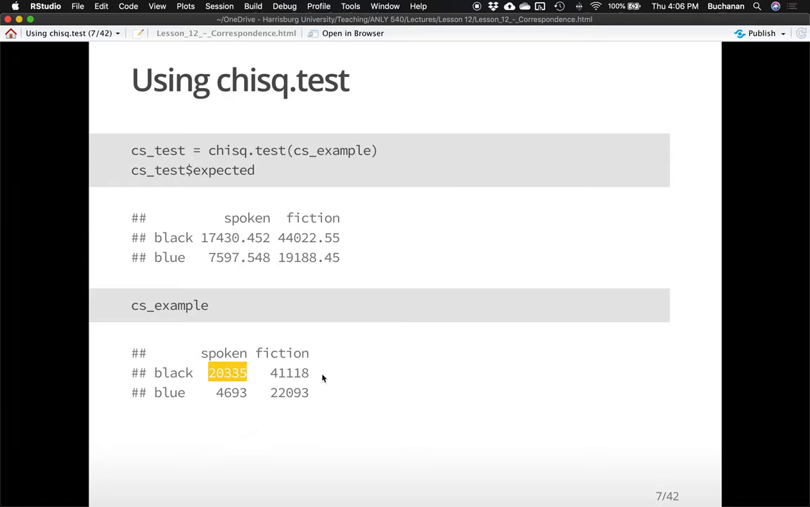So observed-wise, I got about 20,000 blacks in the spoken category, but it seems to only want to expect about 17,000. And that extra 3,000 that's shifted over to fiction, it's expecting more in fiction just because fiction is more likely. Okay, there's more words here. And so I'm possibly over the expected value for spoken and under the value for fiction. That pattern's actually the opposite for blue, where I'm under the expected value and then over the expected value.